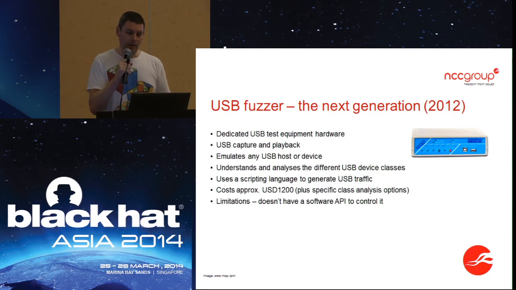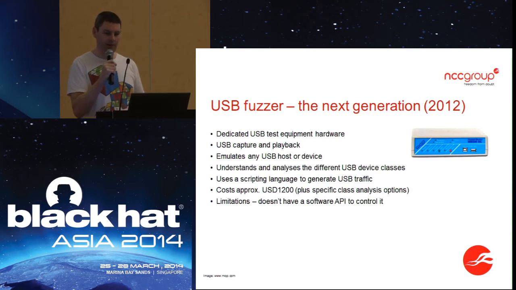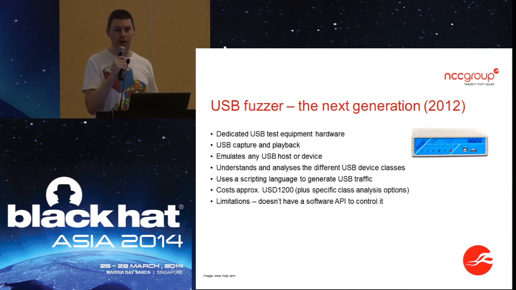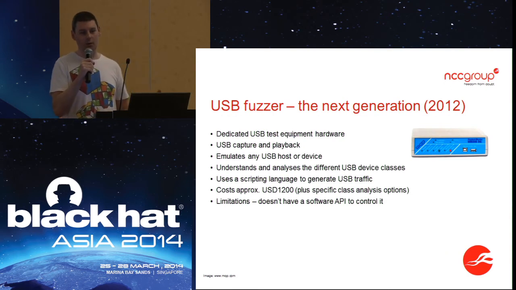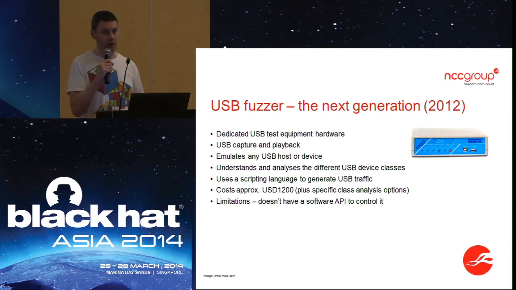So in 2012, I identified a piece of test equipment which doesn't look like much. It looks like a piece of kit that you buy from Radio Shack, but it's actually a pretty powerful box, and it's produced by a company in the UK. What it essentially allows you to do is capture, in a proxy type fashion, USB data between a device and a host. So it's kind of like Wireshark for USB in a hardware device.